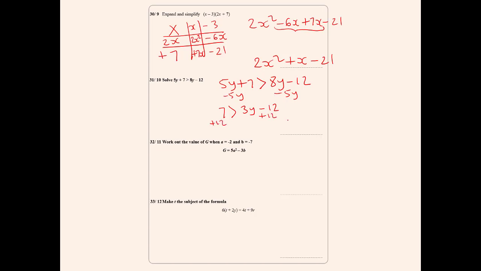That gives us, I'll carry on here. So 7 add 12 is 19, greater than 12 take away 12 is 0, left with just 3y. And divide by 3 both sides. That gives us 19 over 3 greater than 3y divided by 3 is just y. Okay, so we can write the answer as 19 over 3 greater than y.